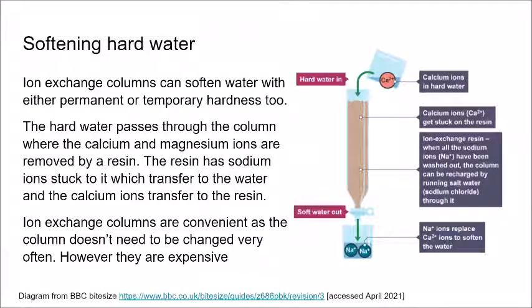Here we go. Ion exchange columns can soften water with either permanent or temporary hardness as well. The hard water will pass through at the top, as you can see in the diagram. The calcium and magnesium ions will be removed by the resin, little balls of resin, which contain sodium ions stuck to them. The sodium ions are transferred to the water, and the calcium ions transfer to the resin. So in effect they switch places.